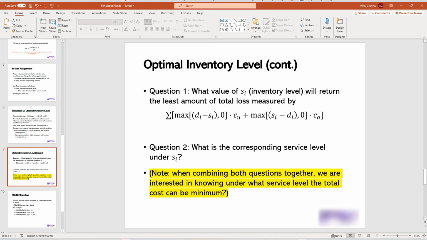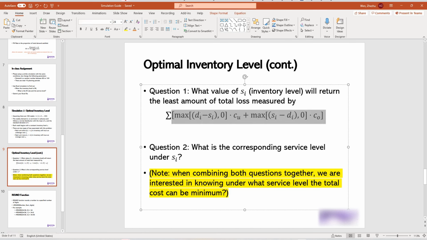What value of S_I will return the least amount of total loss measured by the following equation? I know this is quite a long, monstrous looking equation, but it's actually very simple when you implement it in Excel. Trust me. So let's first take a look at the question itself one more time. What value of inventory level, what magic number of inventory level that you decide at the beginning of all 100 planning periods will give you the least amount of this?